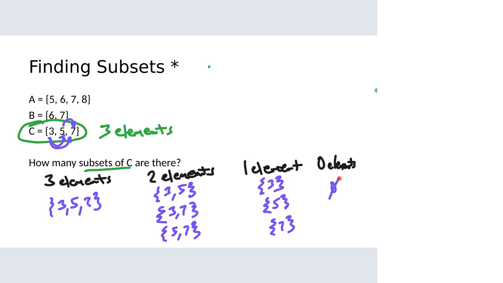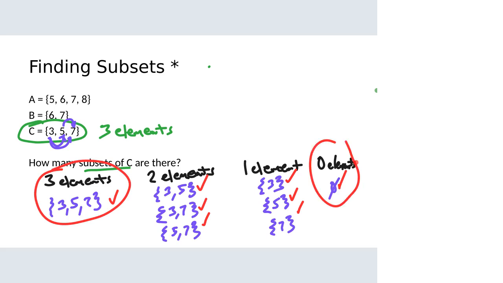So we've listed them all out, and it looks like we have 1, 2, 3, 4, 5, 6, 7, 8 different subsets of set C. The easiest 2 to miss are every set is a subset of itself, and the empty set is a subset of every set. Make sure you don't miss those 2. Let me know if you have questions on that before we get into some operations with sets.